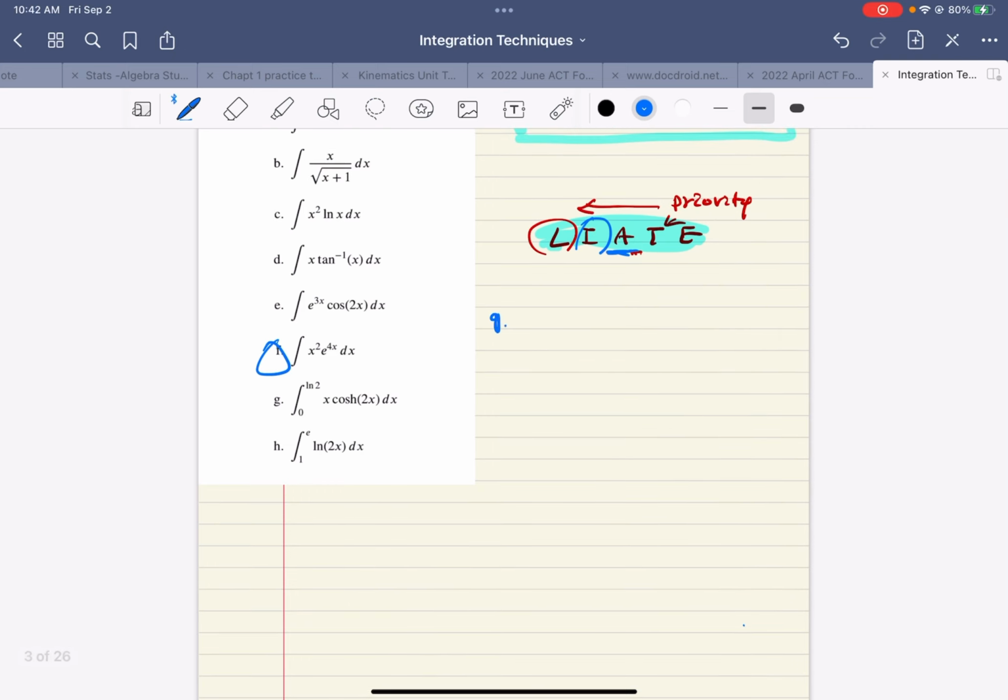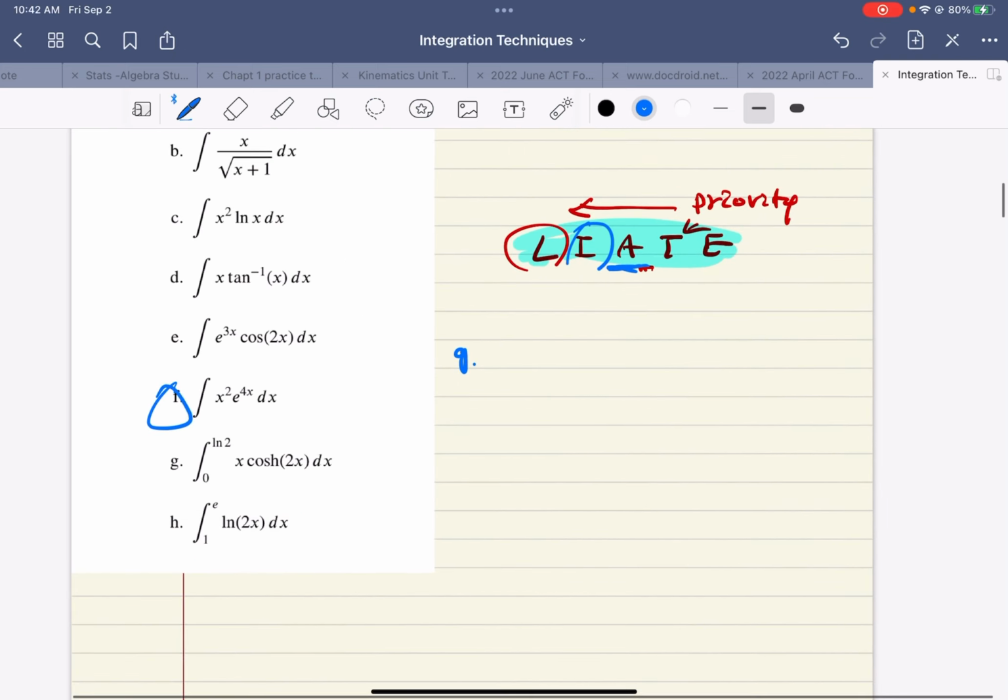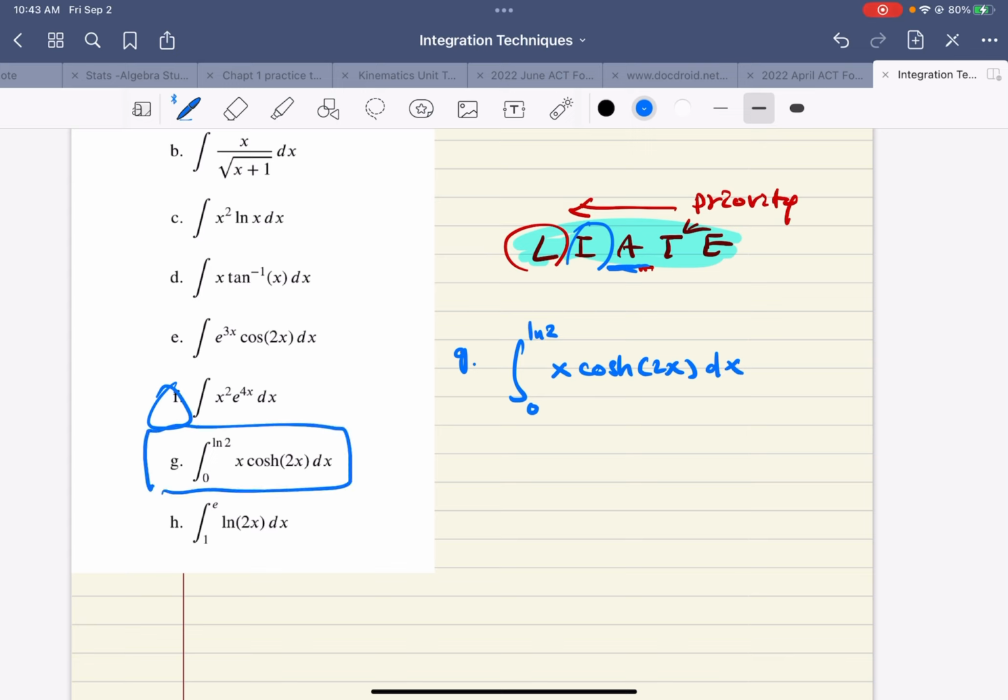So g, integral from 0 to ln 2 of hyperbolic cosine x. If your teacher doesn't cover this one, you can skip g. Most BC students are not going to learn this, but some schools teach hyperbolic sine and hyperbolic cosine.